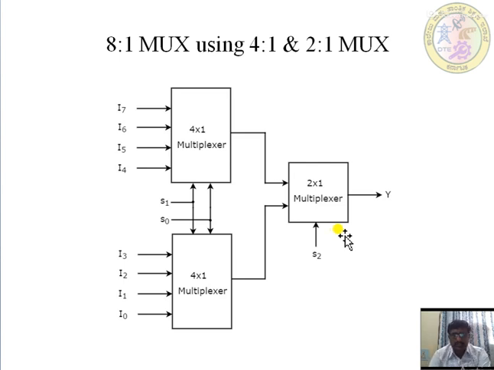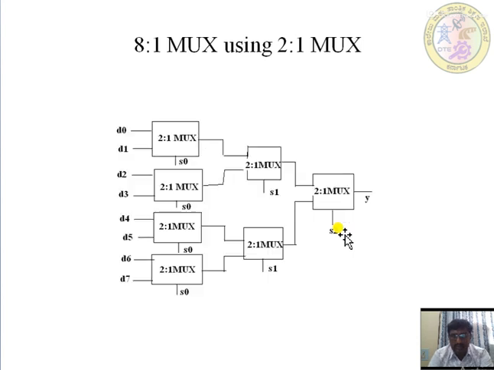The same 8:1 mux can be designed using only 2:1 muxes. Here we require 7 2:1 muxes. If I check the block diagram, what I will see is 8 inputs, 3 select lines and 1 output. In this fashion we can draw the 8:1 mux using 2:1 mux.